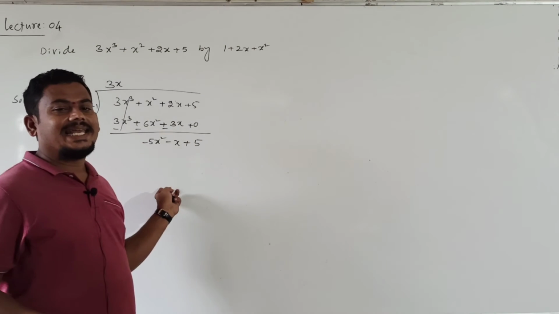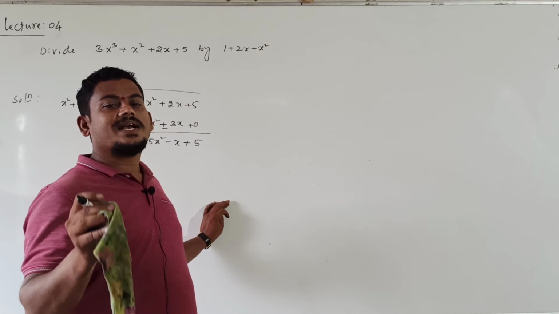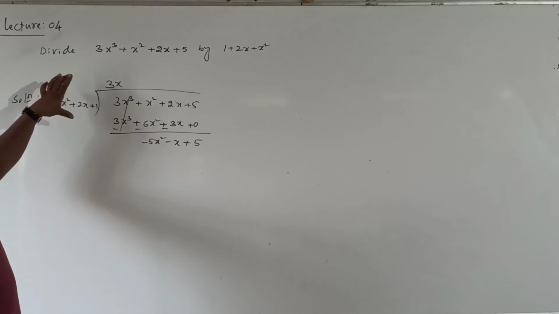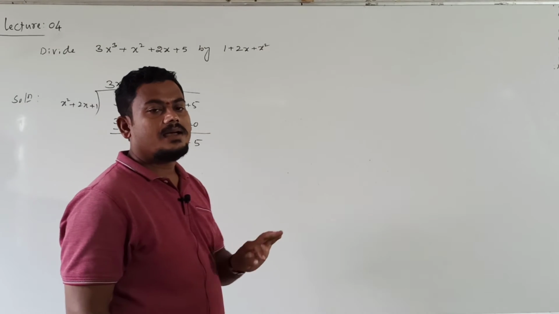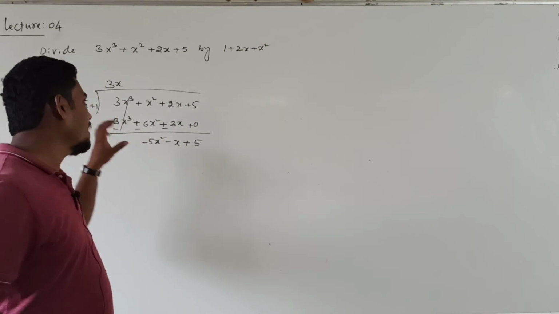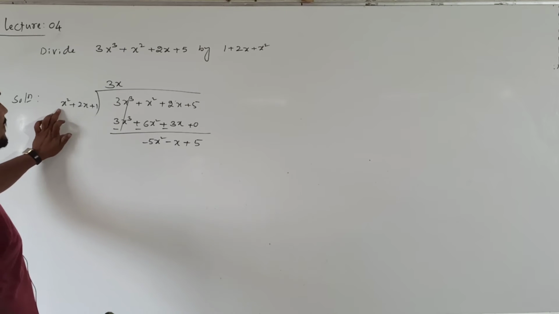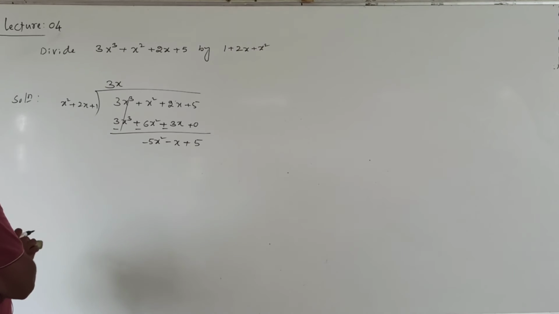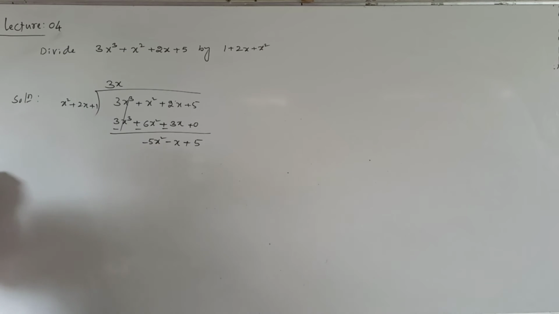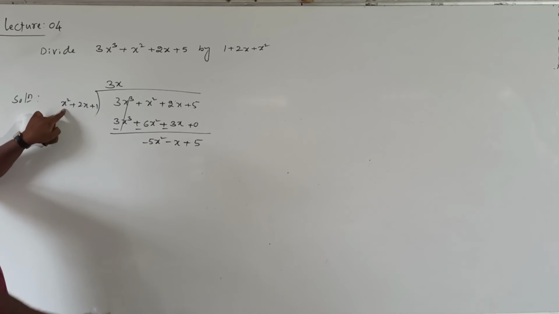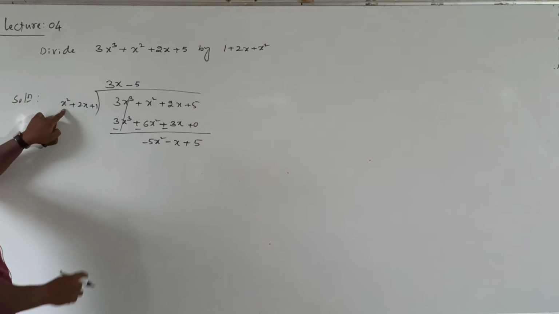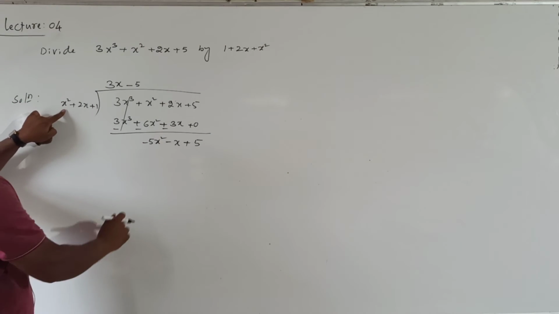Continue this process till remainder becomes 0 or degree of remainder should be less than degree of divisor. In this case, degree of divisor is same as degree of remainder. Now again continue same procedure. For getting minus 5x square, which term we need to multiply for divisor? For getting minus 5x square, just multiplying with minus 5. Now multiply every term of the divisor with minus 5.